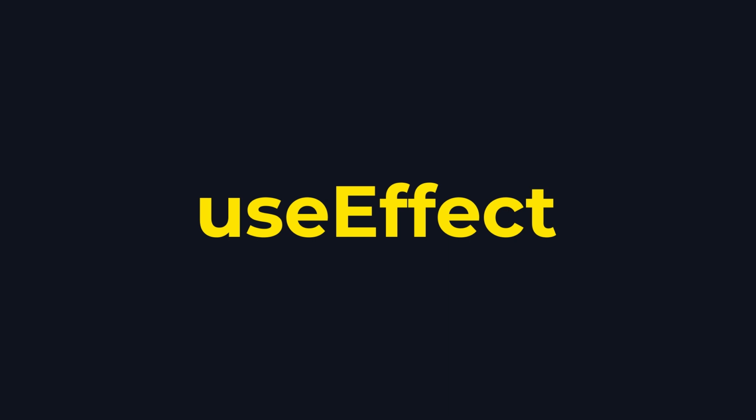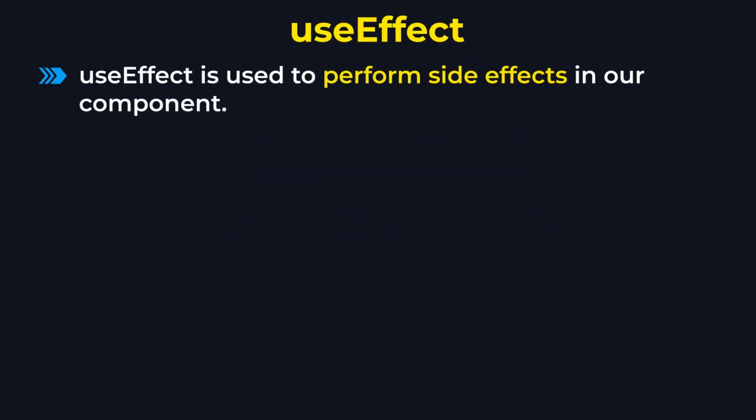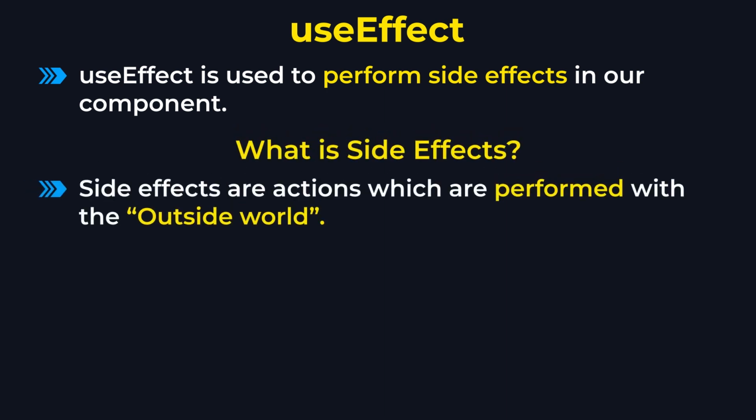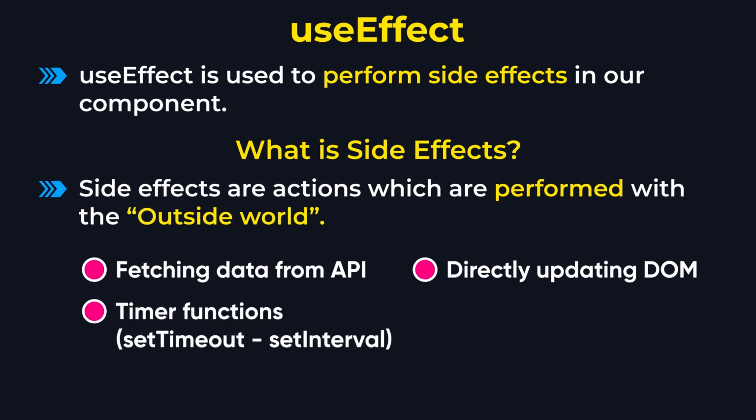So let's first understand what useEffect is. useEffect is used to perform side effects in our component. So what are side effects? Side effects are actions which are performed with the outside world. We perform a side effect when we need to reach outside of our React components to do something. For example, fetching data from an API, directly updating the DOM in which we use the document or window object, or timer functions like setTimeout or setInterval. These are the most common side effects in React.